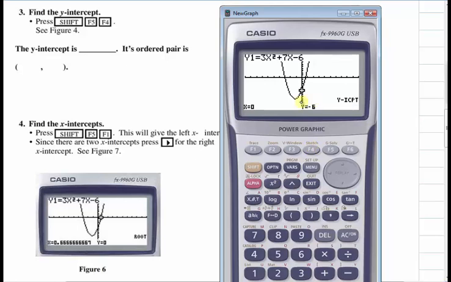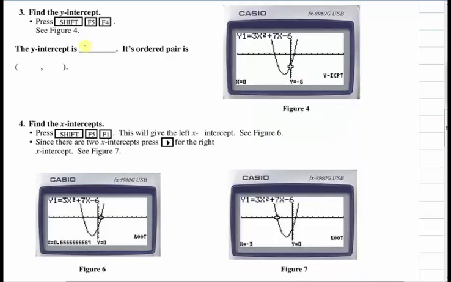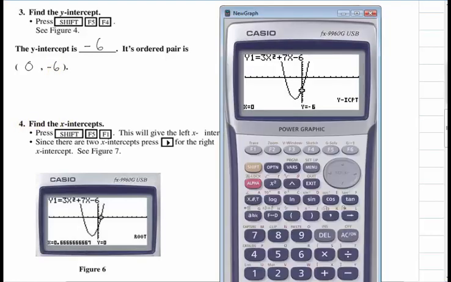And there it is. There's your y-intercept. Okay, your y-intercept is at -6. And notice that the ordered pair for that is given on your screen also. X is 0, y is -6. Okay, so your y-intercept is at -6. The coordinates for that point are 0 and -6. Okay, so next we're going to find our x-intercepts.